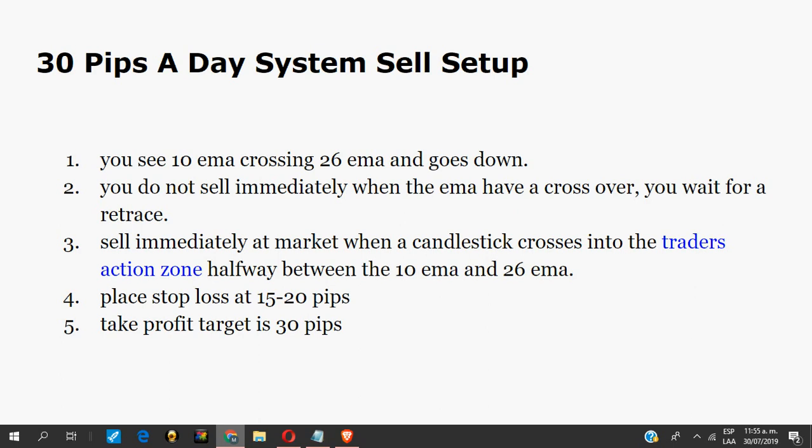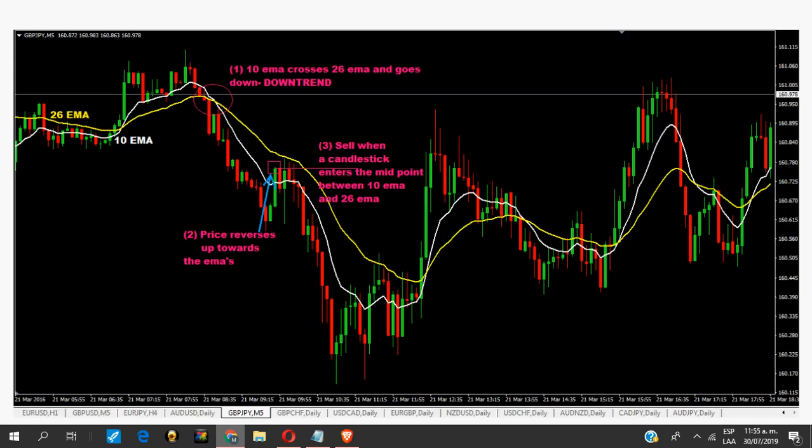Sell immediately at market when a candlestick crosses into the trader's action zone. This is halfway between the 10 EMA and the 26 EMA. You should place your stop loss at 15 or 20 pips and the take profit target is 30 pips.